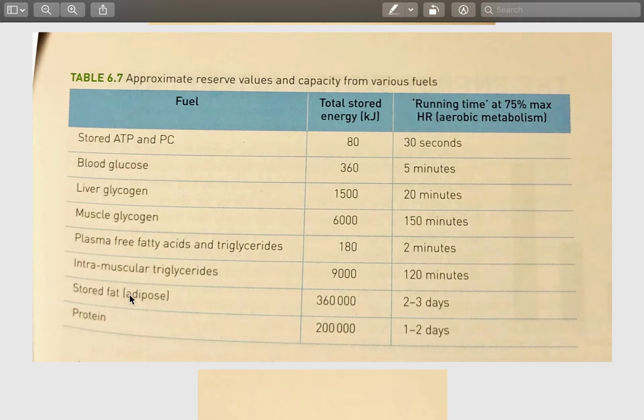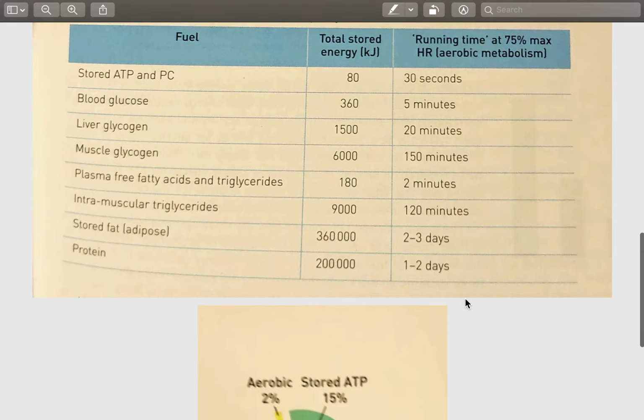What about stored fat around the body, that adipose tissue, the skin fat that we see on people? 2 to 3 days worth of energy ready to burn at 150 beats per minute, which takes a lot of oxygen, but it's good to know.